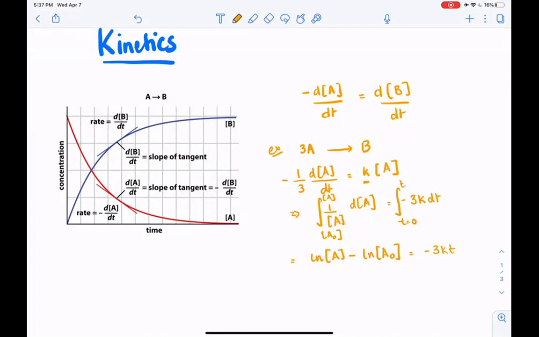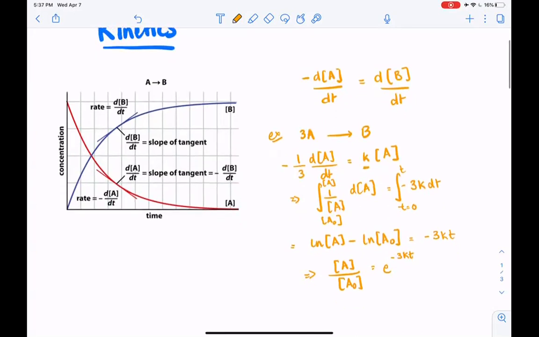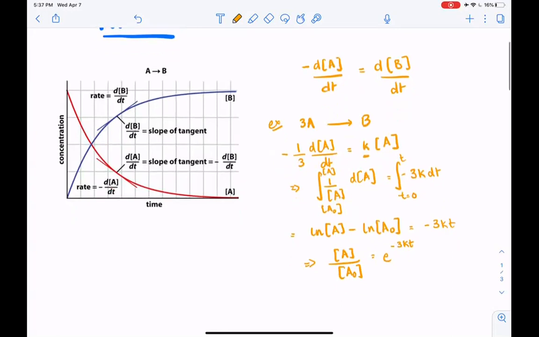And then just by simplifying by taking the exponent of both sides, we get that A over A naught equals e to the power of minus 3kt. And this is a generalized equation that we can use for first order reactions, for second, and so on. So this is the basic way that we walk through getting a generalized rate equation.